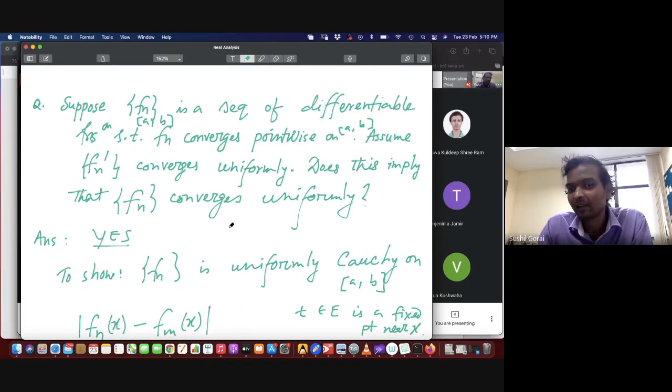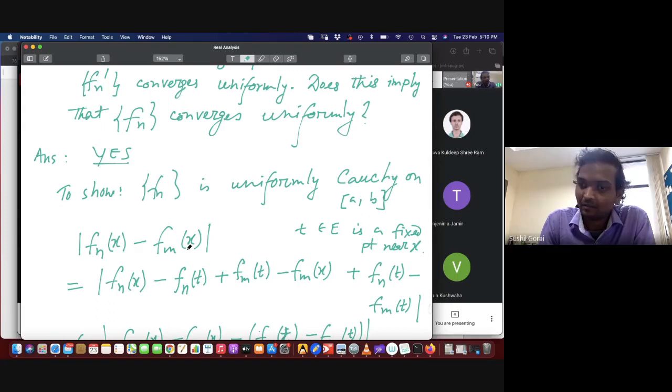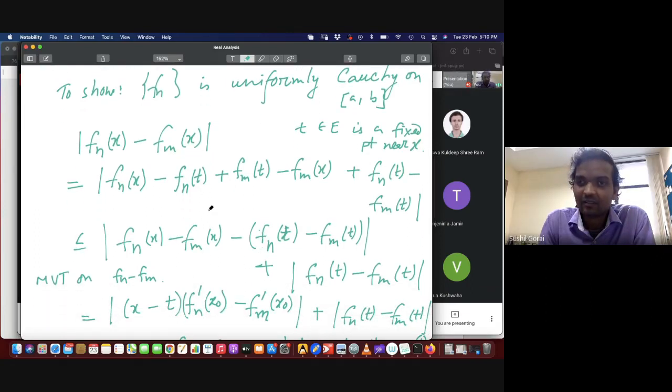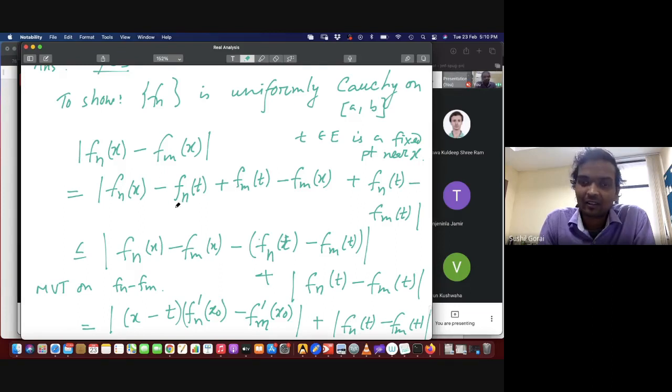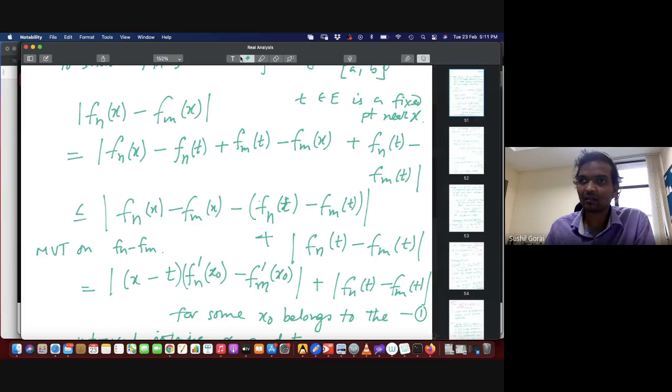So what you want to show is that f_n is uniformly Cauchy, right? Yes, sir. So now you look at f_n minus f_m, then you add and subtract f_n(t) and f_m(t). Is this fine? Yes, sir, addition and subtraction. So now you look at that function f_n minus f_m. What you need to consider is as follows.